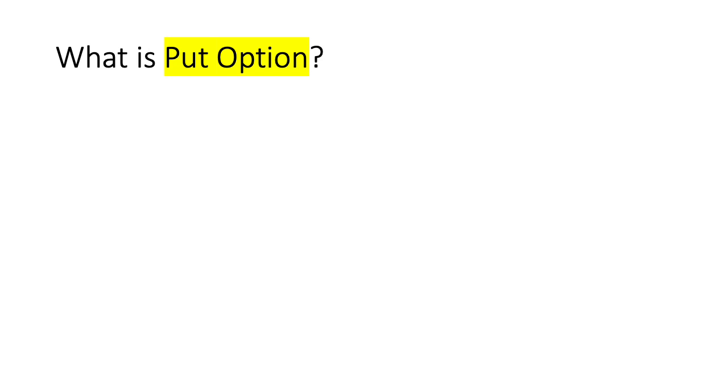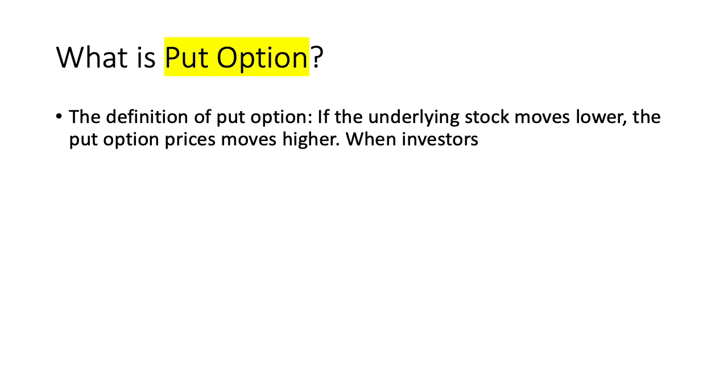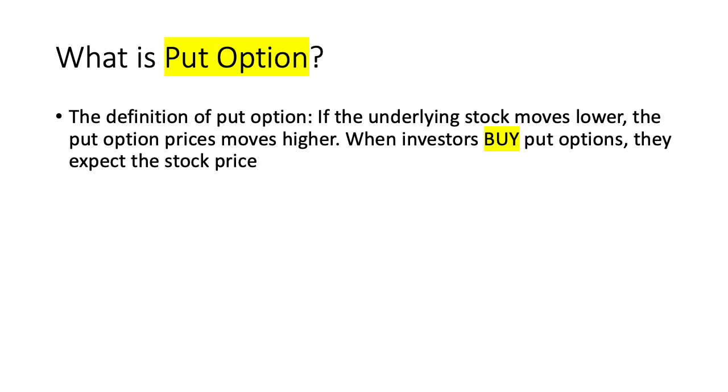What is a put option? The definition of a put option: if the underlying stock moves lower, the put option price moves higher. When investors buy put options, they expect the stock price to go lower.